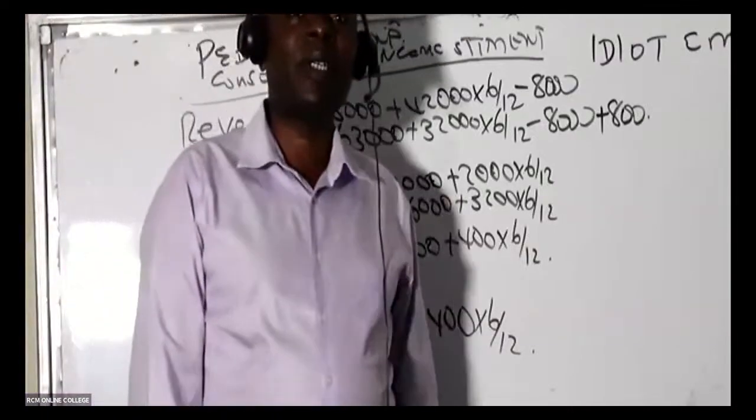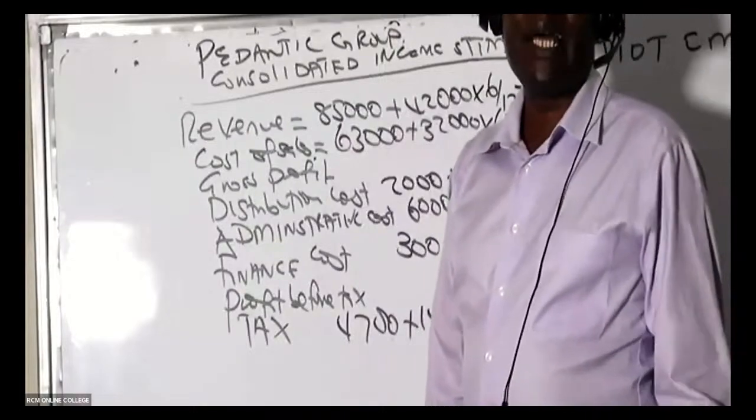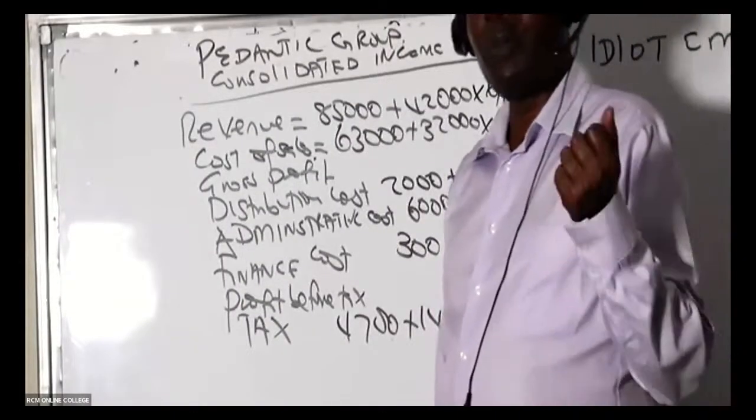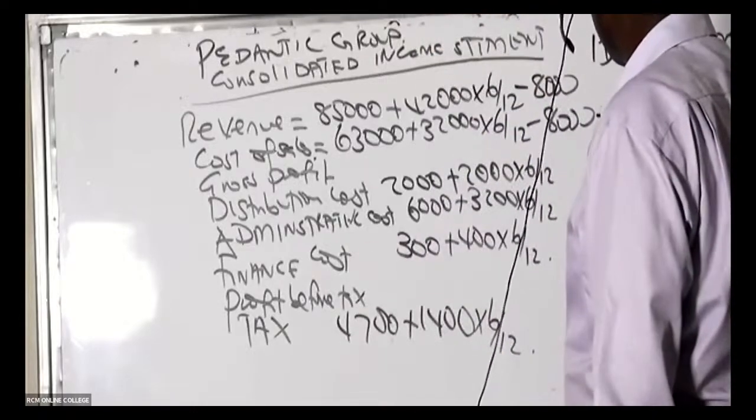And this item that was depreciated, ladies and gentlemen, is an item of plant. Depreciation of plant normally goes to cost of sales. So if we have depreciation there, that's a cost. Come and add it here, plus 200.